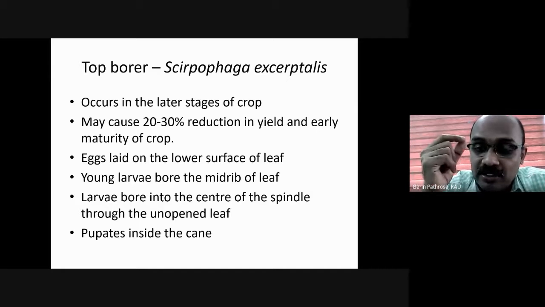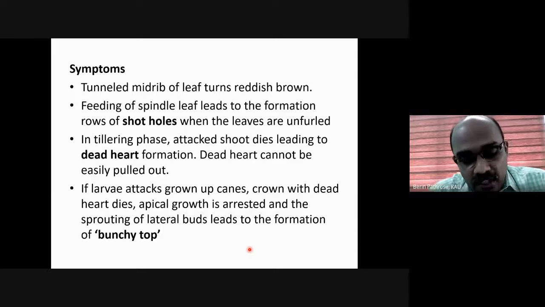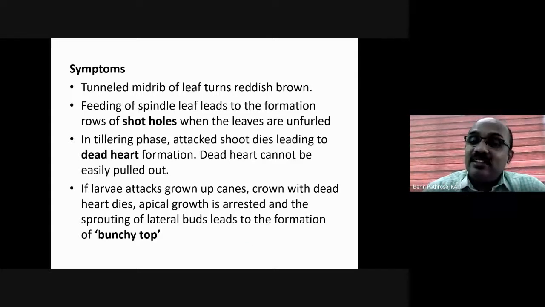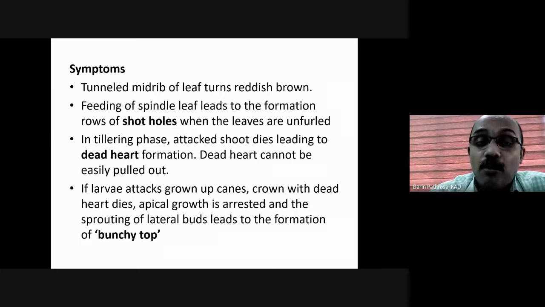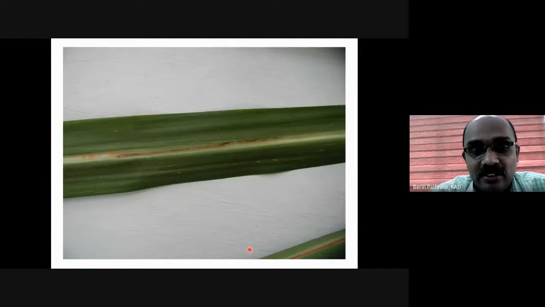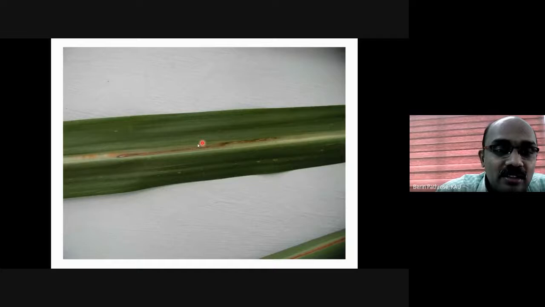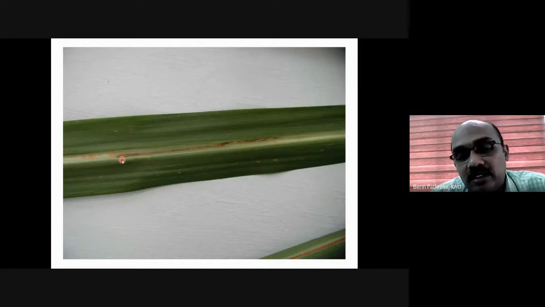Because of the boring of the central shoot, one typical symptom will also be observed, which we will discuss in the next slide. First, because of the boring of early instar larvae in the midrib, we can see reddish brown discoloration on the tunneled midrib. I will show you a picture of it. See, we can see it over here, a reddish brown discoloration in the midrib. This is because of the tunneling or mining of the first instar larvae in the midrib of the leaf.